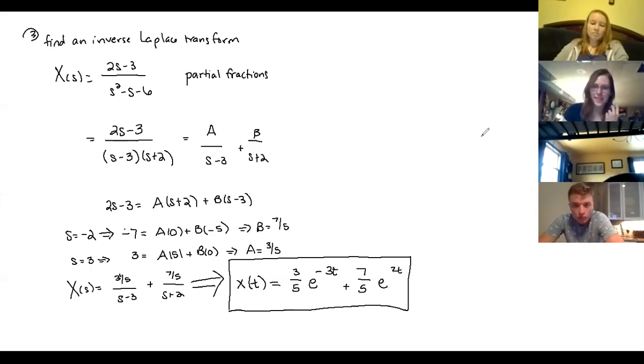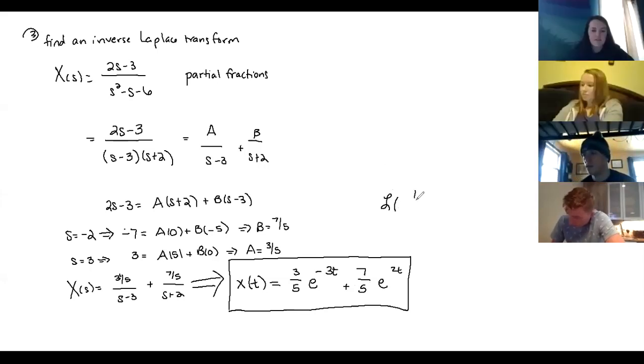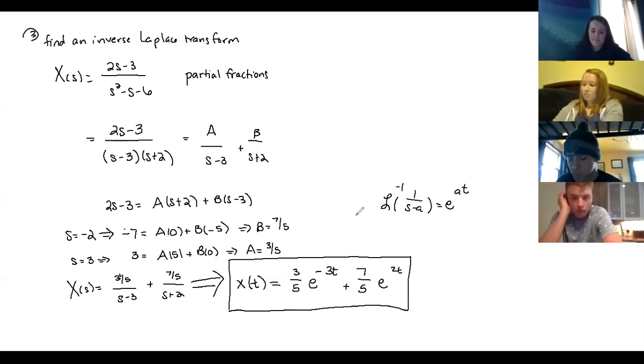Yeah, I think the negative should be on the 2. Do I want the negative on the 2? Did I do it backwards? I bet I did do it backwards. Yes, because the inverse transform of 1 over s minus a is e to the a t. So I want the negative on the 2 and not on the 3.